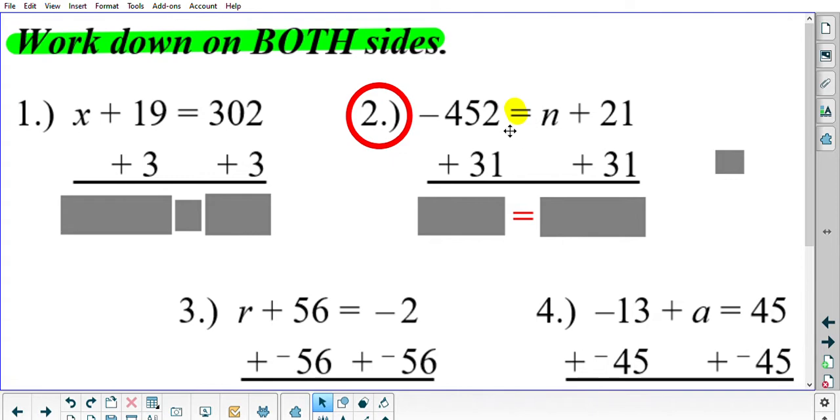Now we're going to work down on both sides. So we're going to take negative 452, and we're going to add 31. This is the left side of the equation.